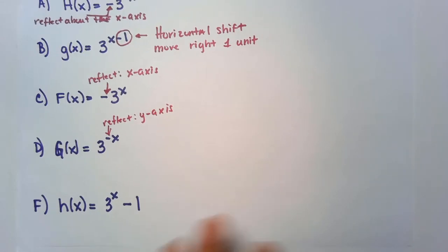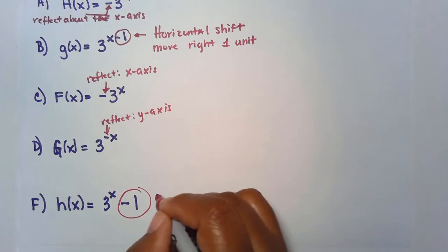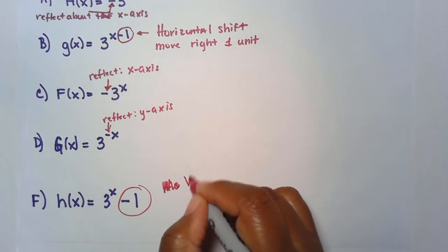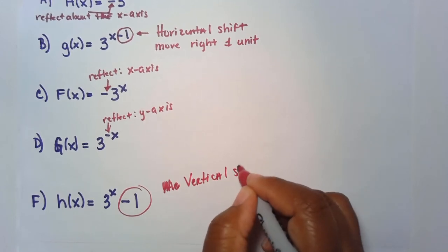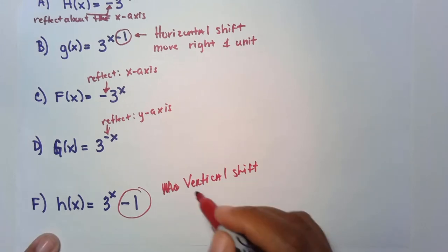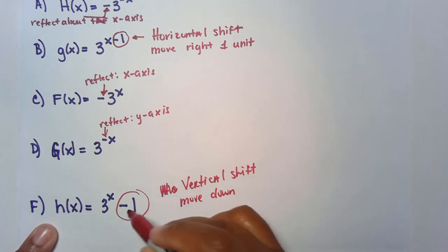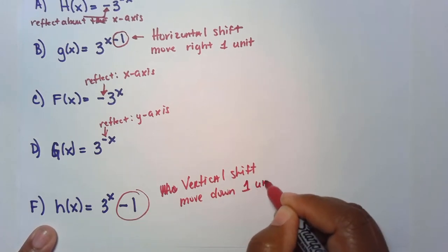And then let's look at f. We have h of x is equal to 3 to the x power minus 1. We have a constant term of negative 1. Therefore, this is not a horizontal, but a vertical shift. Because the 1 is negative, we're going to move down 1 unit.